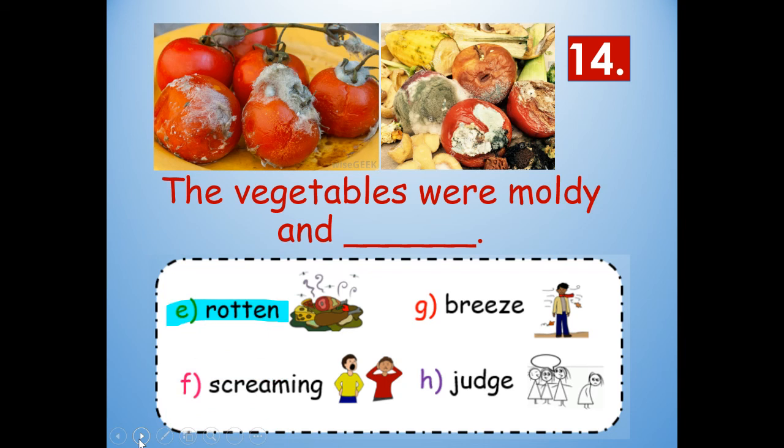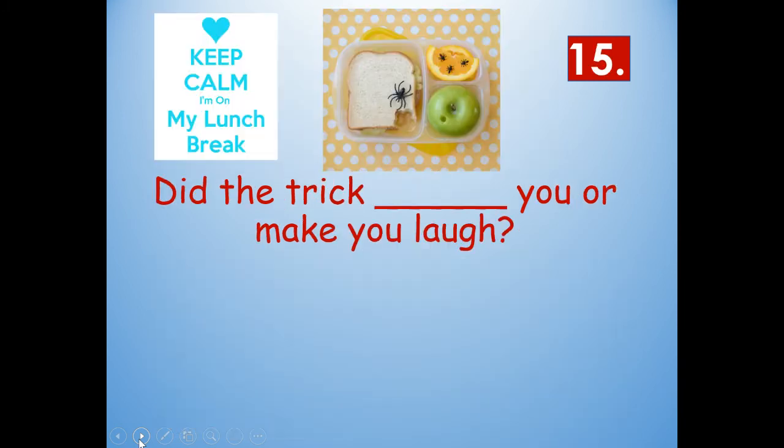Rotten. The vegetables were moldy and rotten. ROTTEN. To rot means they're old and they get moldy when they're rotten. ROTTEN, rotten. Number 15, did the trick blank you?